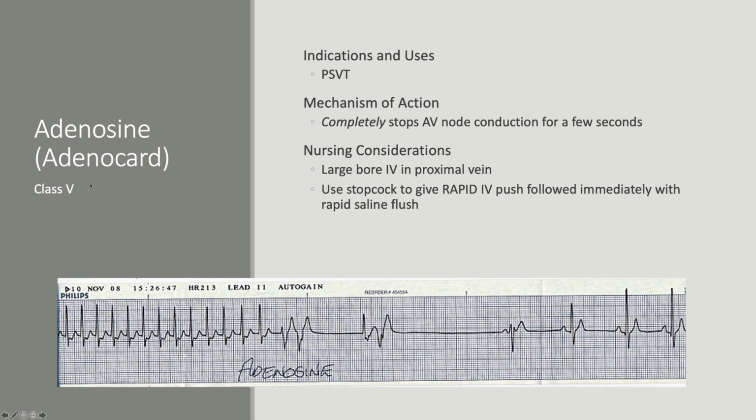And that's exactly what happened here. So here we have this SVT. It's going boop, boop, boop, boop, boop, boop. We give the adenosine here, and now it totally stops the conduction through the AV node. And then a normal heartbeat starts up here. Here's a PVC. Then it waits for another second or two. Then it starts the heartbeat normal again.